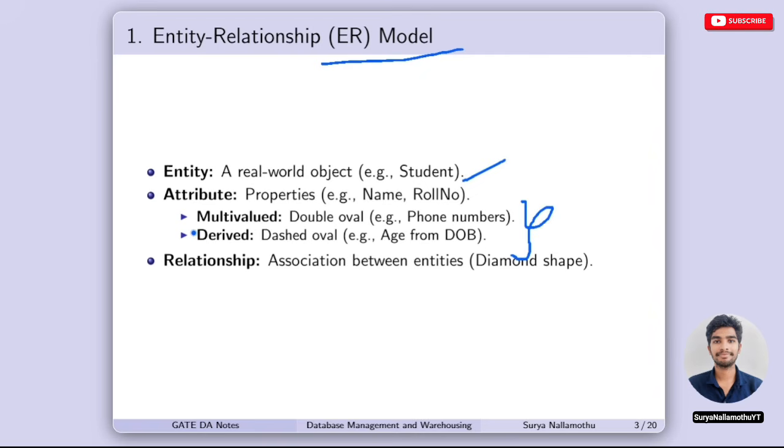Attributes have types such as multi-valued and derived. Multi-valued is shown with a double oval, for example phone numbers. For derived, we use a dashed oval symbol, for example age from date of birth. And the relationship, we assign by applying the diamond shape. This way, the entity relationship model is drawn.